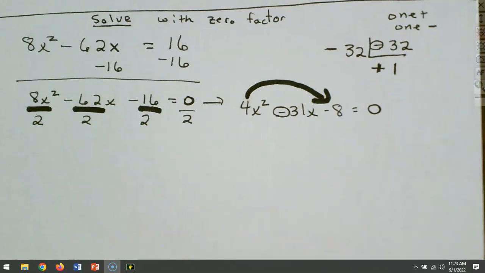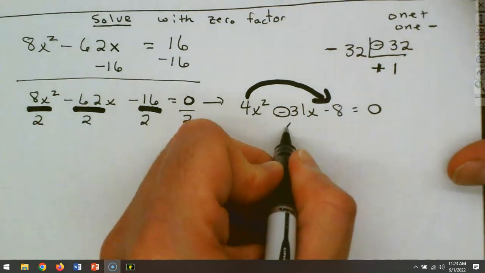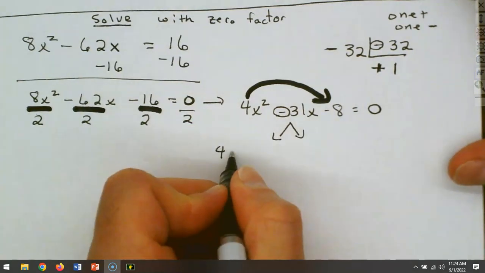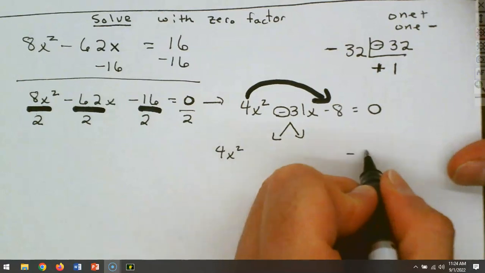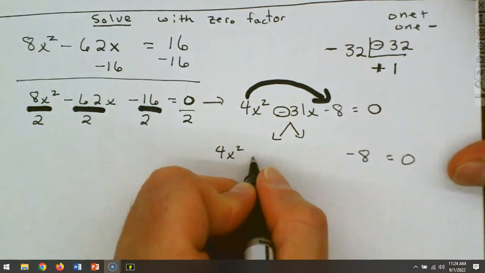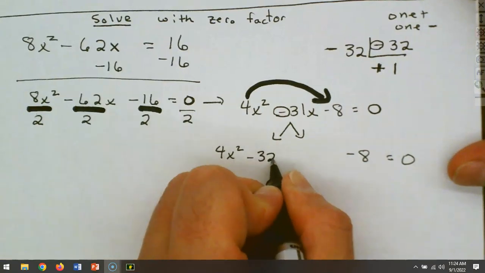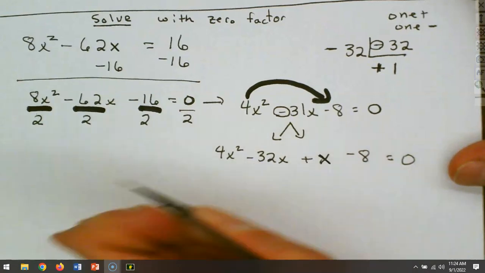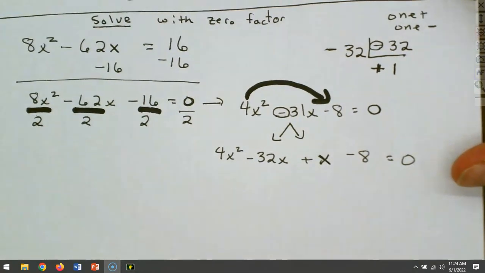Now, we can't just jump to our factors. We have to split this up. So we split that middle up. The ends stay the same at 4x squared and a minus 8. And we split that minus 31x into a minus 32x and a positive x. Now we factor again.